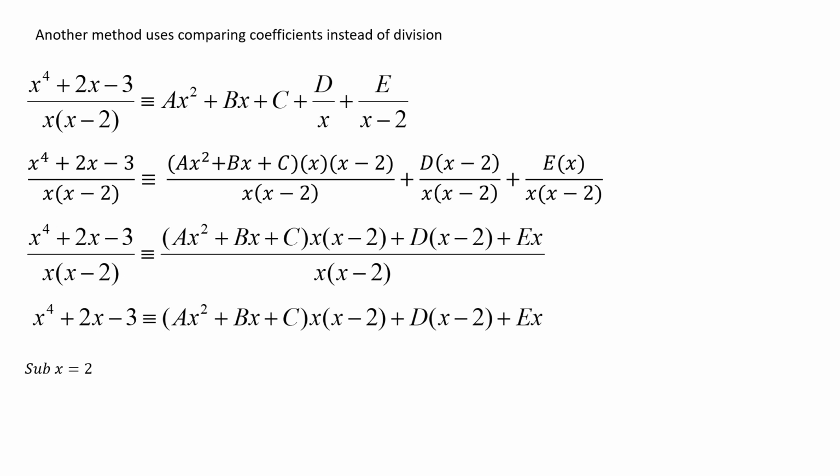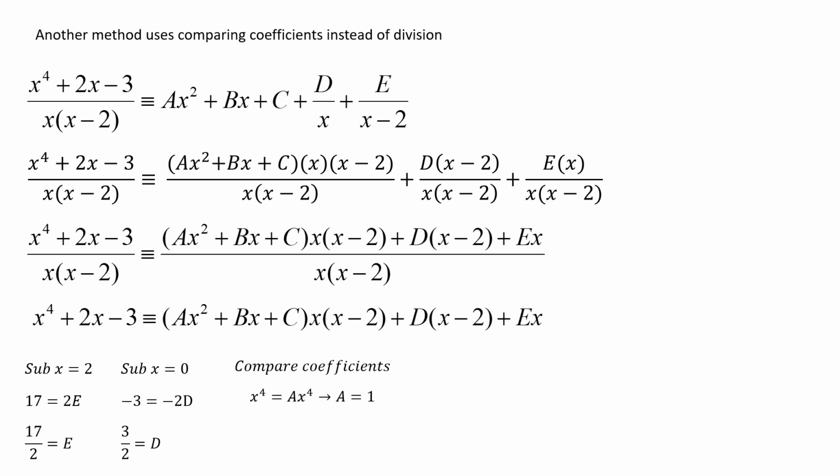Now, from here, you've got lots of options about how you do it. You can set up simultaneous equations. You can definitely sub in x equals 2 to get the value of e. We can definitely sub in x equals 0 to get the value of d. From then, you can compare coefficients. We can look at the x cubes, the x squared, the x to the 4s. You can expand it and compare and contrast, but I'm just going to compare things straight away.